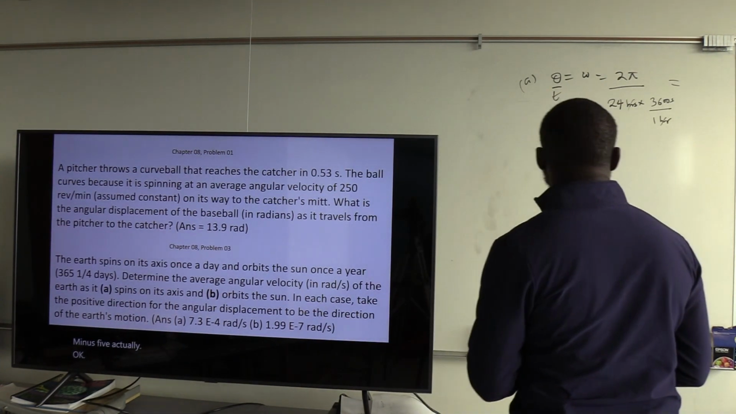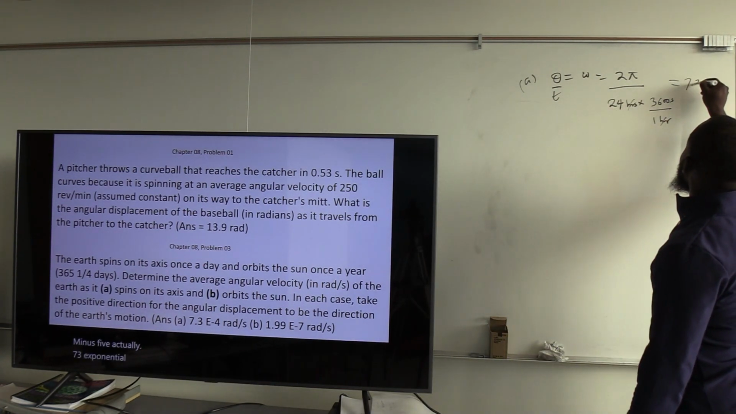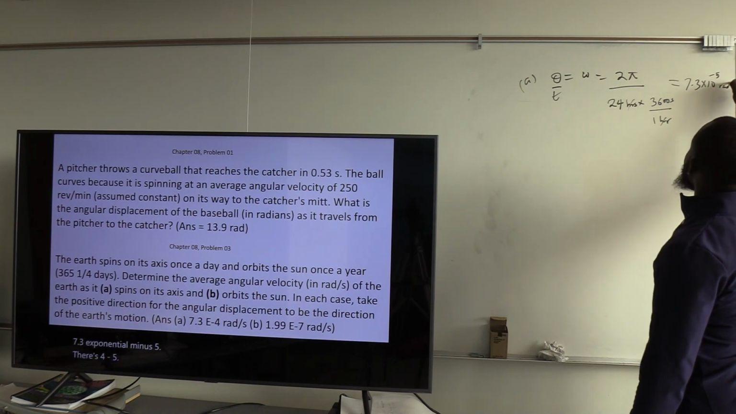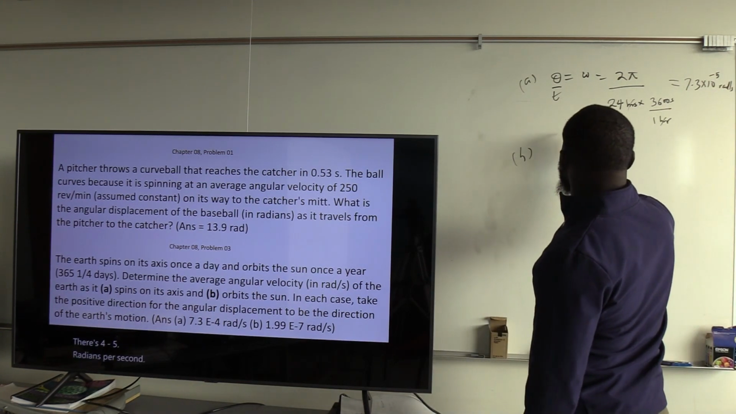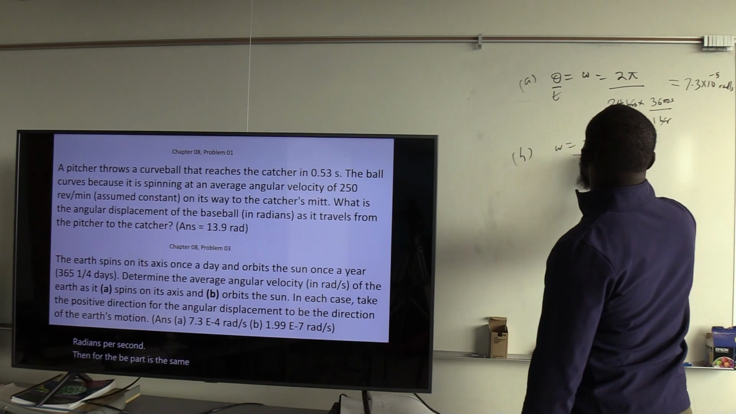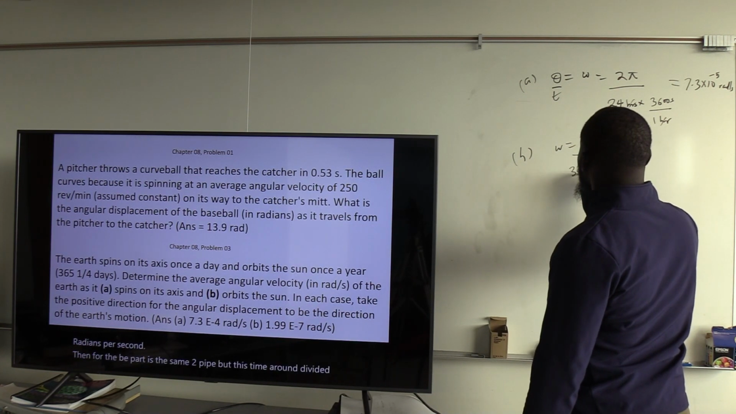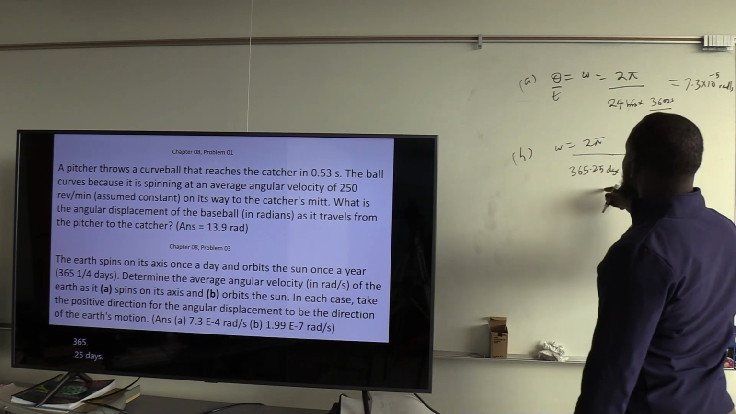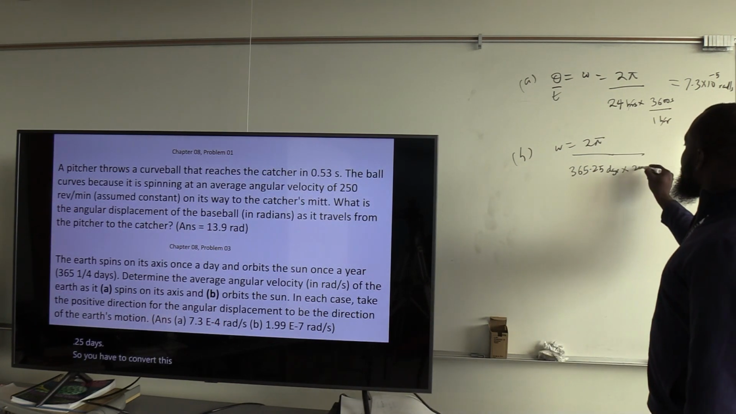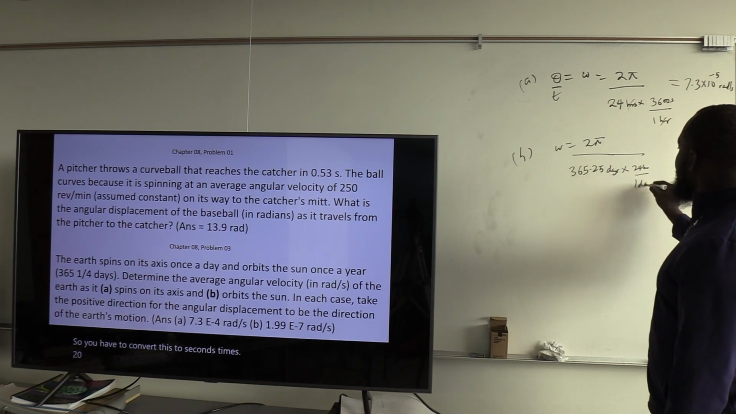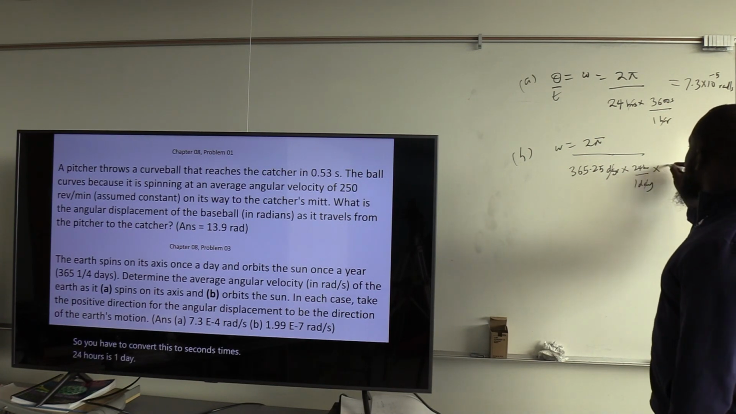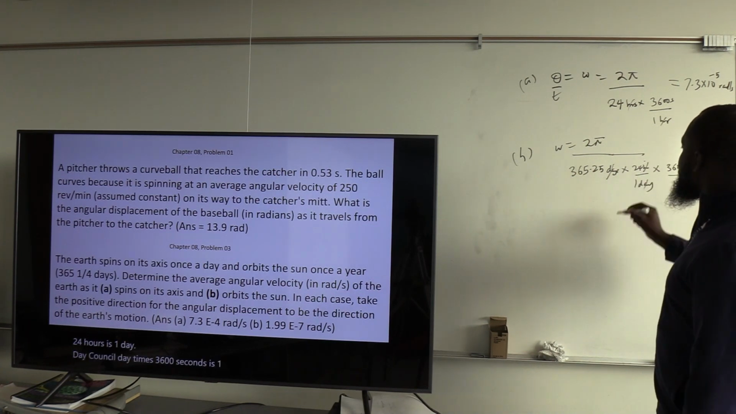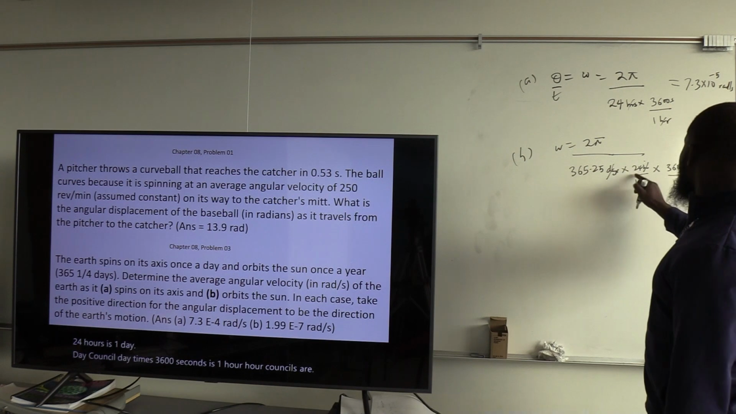So it's 7.3 × 10^-5 radians per second. Then for the B part it's the same, 2π, but this time divided by 365.25 days. So you have to convert this to seconds: times 24 hours is 1 day, day cancels day, times 3,600 seconds is 1 hour, hour cancels hour. So 2π divided by this times that, okay?